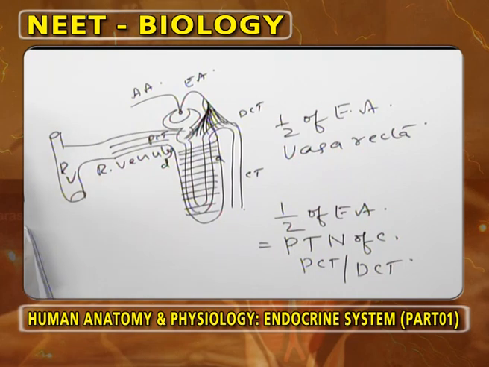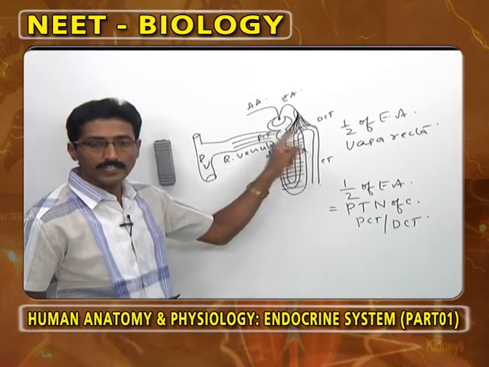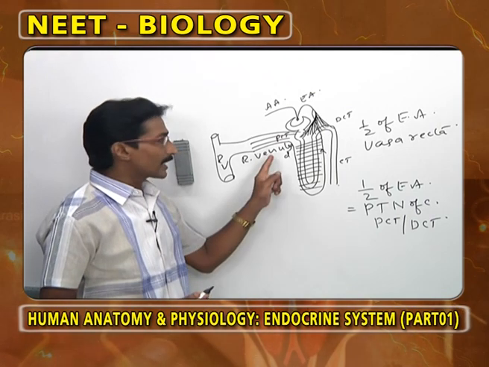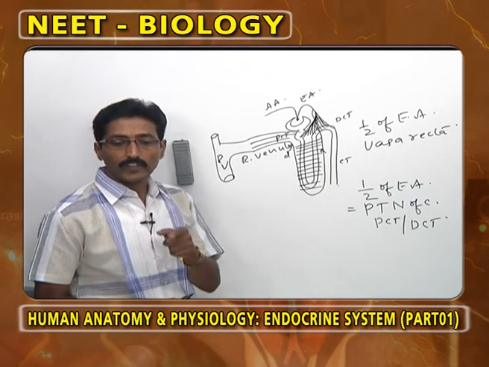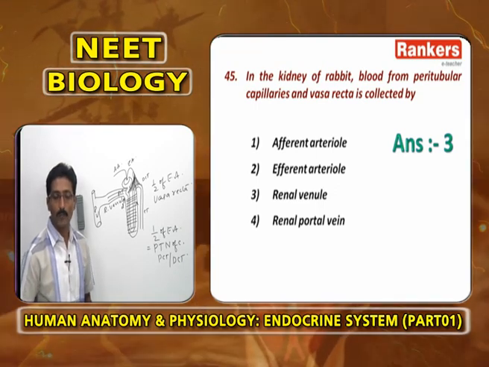Now you observe the question. In the kidney of rabbit, blood from the peritubular capillaries and vasa recta is collected by? The answer is venules, that is the renal venule, third option. Now we go for the next question.